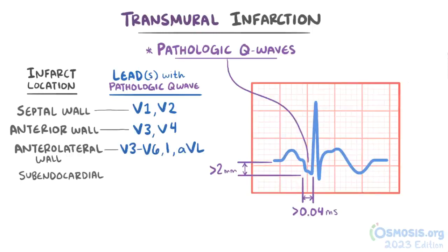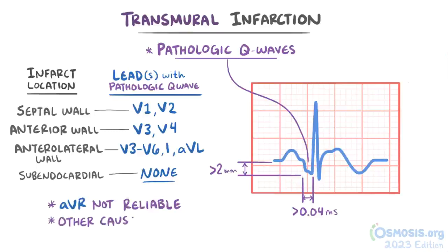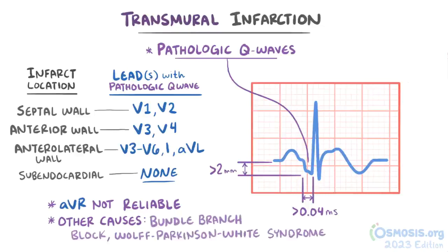Small subendocardial infarctions don't actually cause pathologic Q waves, because some of the affected wall still conducts electricity. Also, the AVR lead is oriented in a way that normally produces Q waves, so it's actually not a reliable lead to look for pathologic Q waves. Finally, pathologic Q waves can also result from things other than transmural infarction, like a left bundle branch block and Wolff-Parkinson-White syndrome.